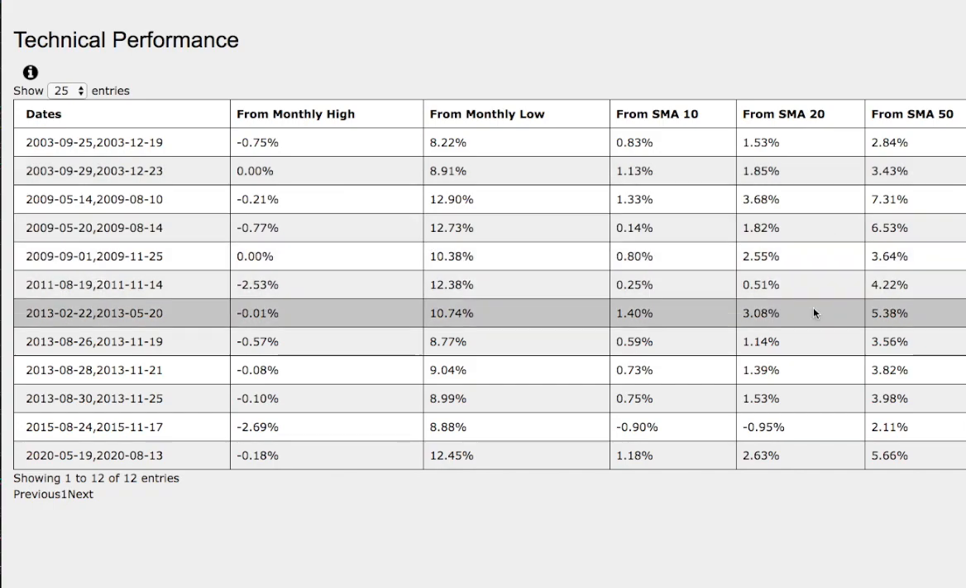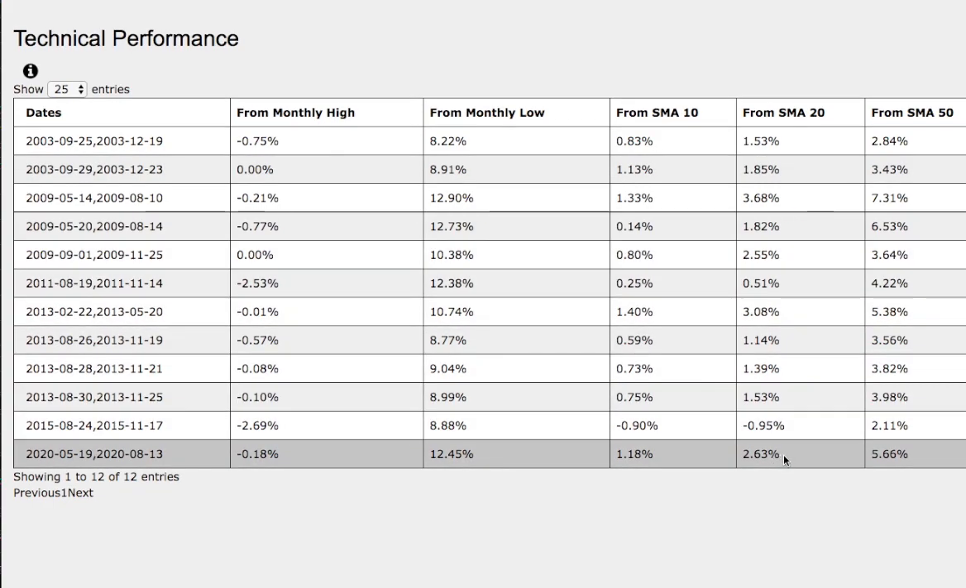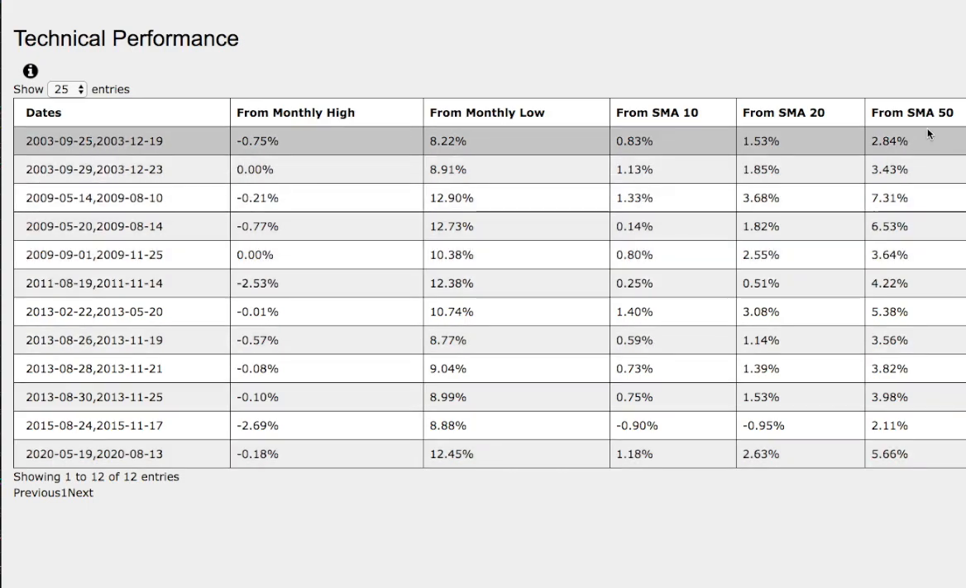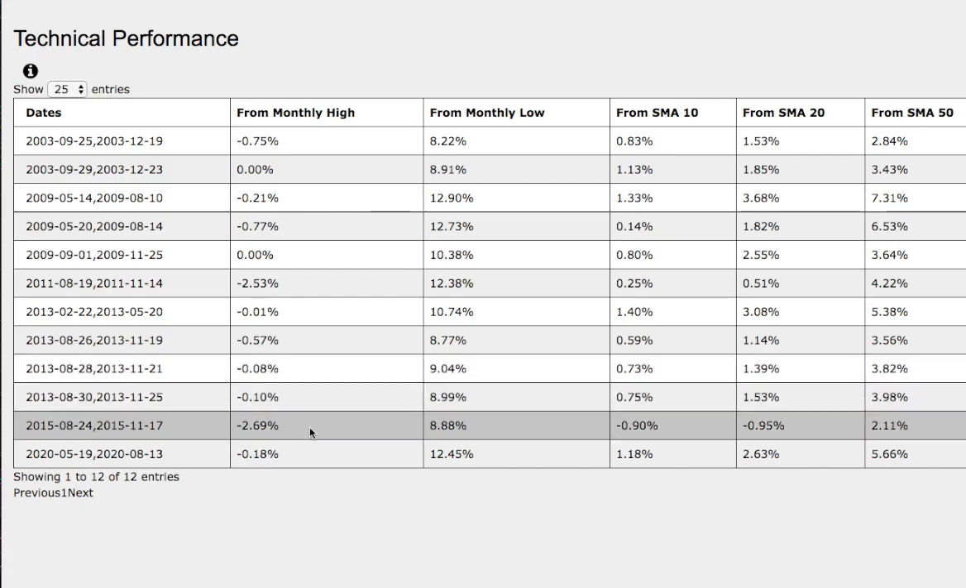As for the 20-day moving average, it was up 1.4%. Compare that to the current trend, up 2.6%. And as for the 50-day moving average, it was up 4%. Compare that to the current trend, up 5.6%. So among the two trends, there are technical similarities.